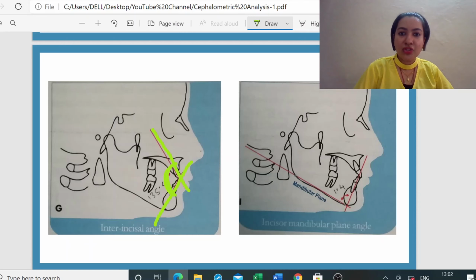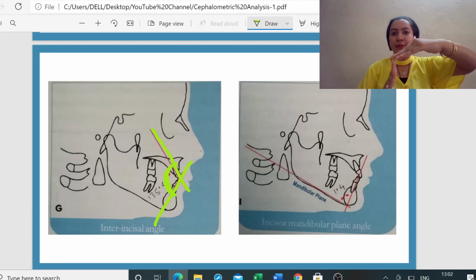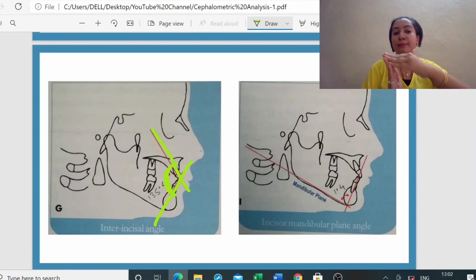If my angulation reduces, it means my incisors are proclined. Because obviously if they are proclined, my angulation would be less. Imagine if both my upper and lower incisors are retroclined, or lowers are upright over the base and the uppers are retroclined, then my angulation would increase. So when my interincisal angle increases, it means my upper and lower incisors are retroclined, and if the angulation decreases, it means they are proclined. Okay, so this is how you should be able to interpret each and every analysis, right?